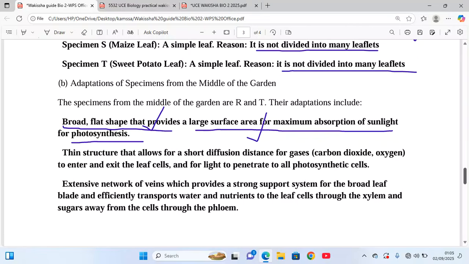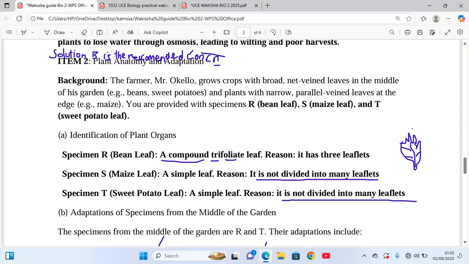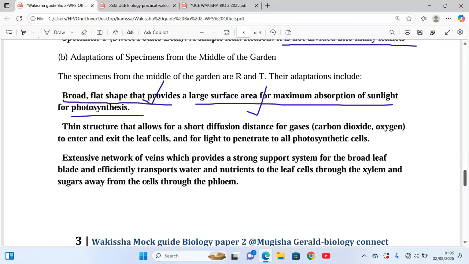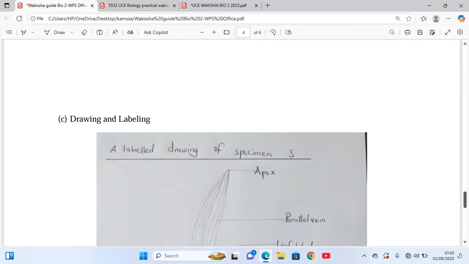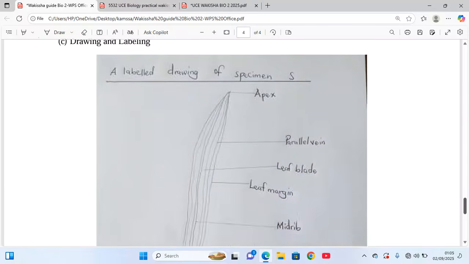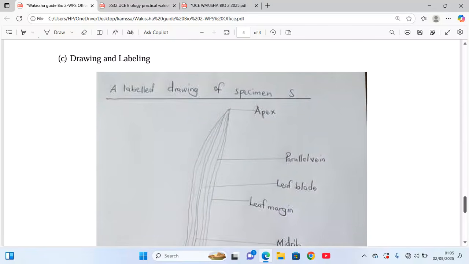So yeah, the network veins, like I've shown here, these network veins in that leaf, those are extensions of the xylem and phloem tissues from the branches and then to the leaves, and the phloem tissues help transport manufactured food, and the xylem tissues transport water. And finally, part C, drawing and labeling.